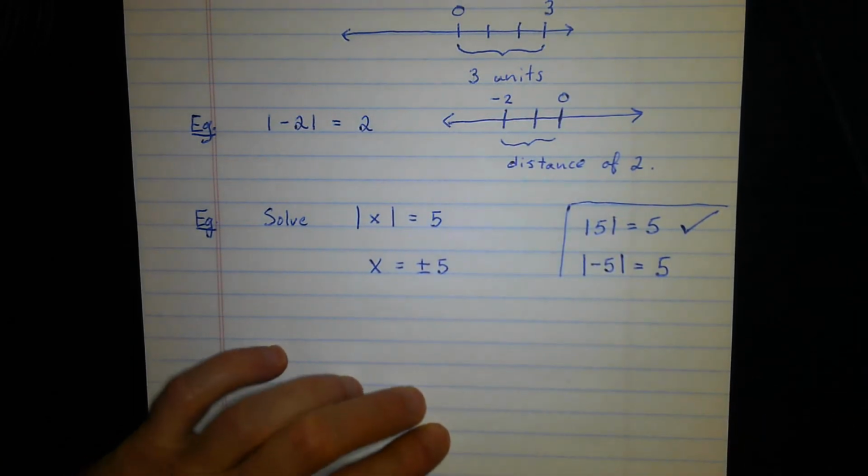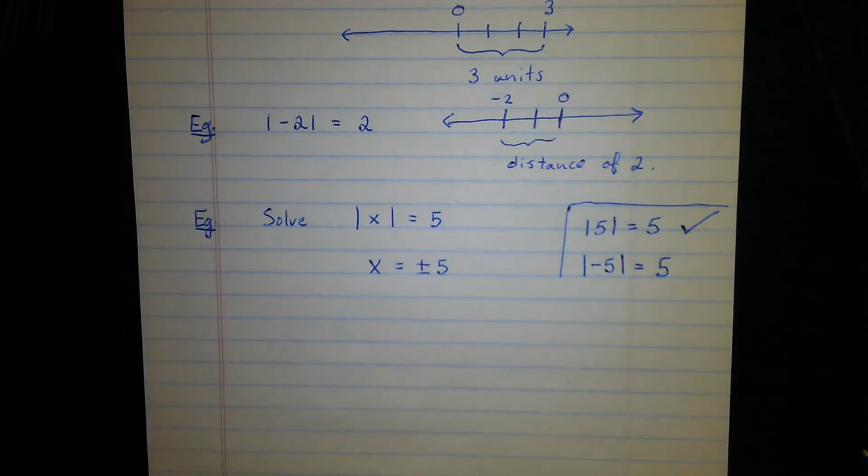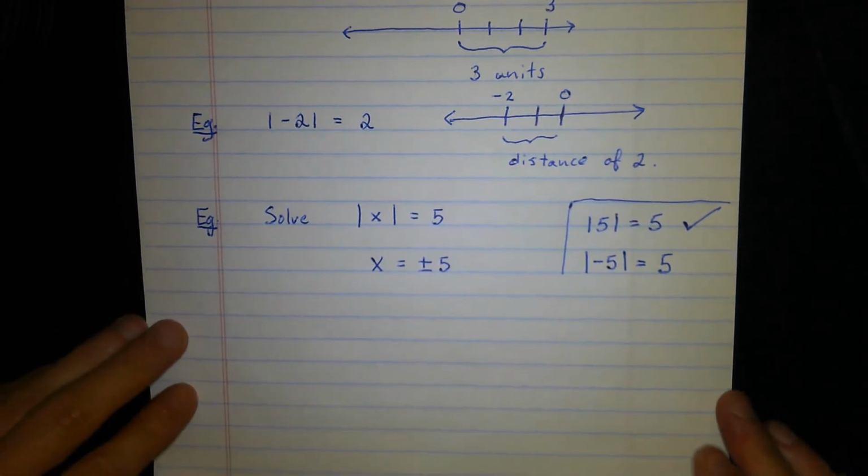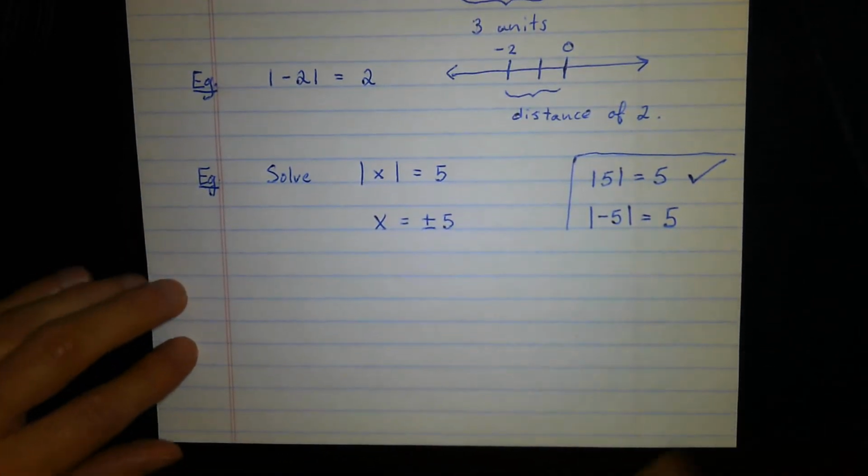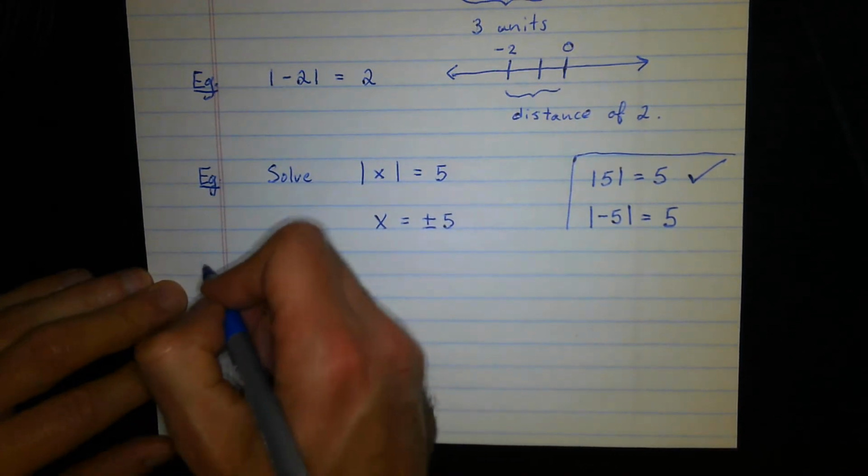Now, in general, how we're going to solve these equations, and I think I'll just do another example, but basically, the idea is to isolate the absolute value, and then set the inside equal to plus or minus the outside. All right, so let's give this a shot. Let's make it slightly more difficult, but not too much more difficult.